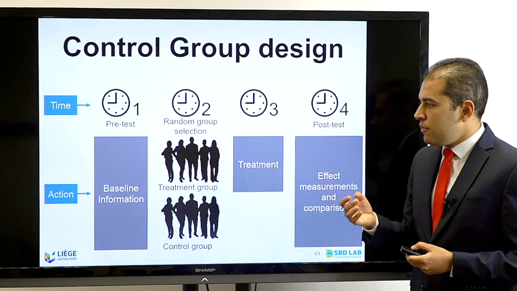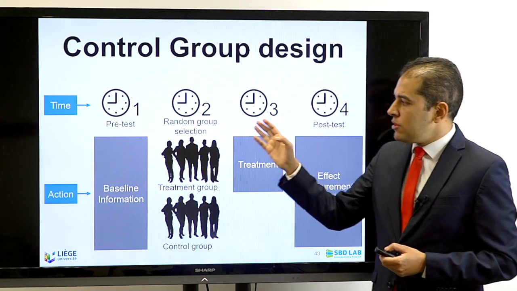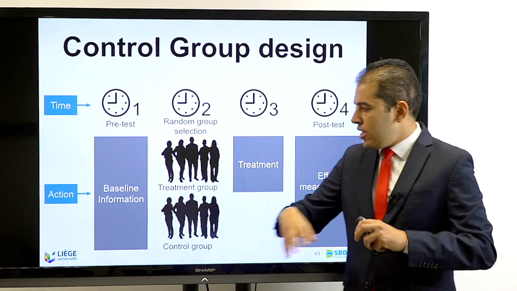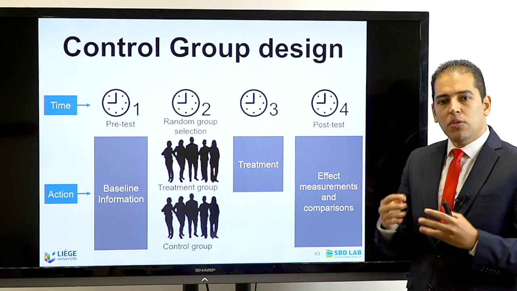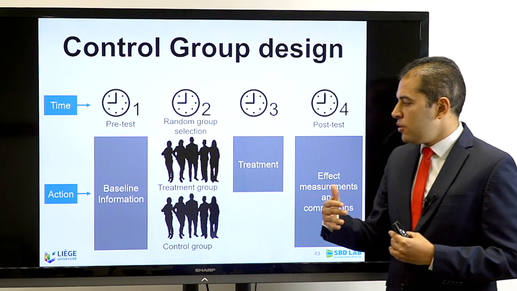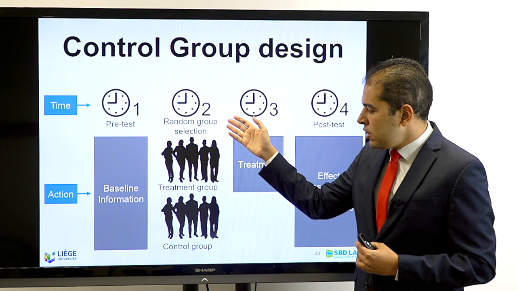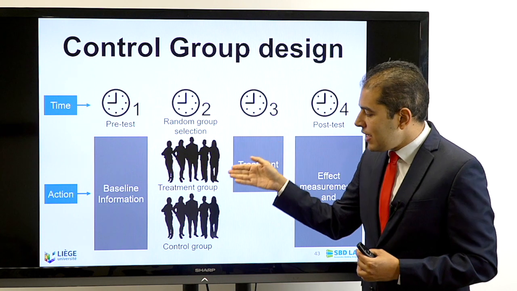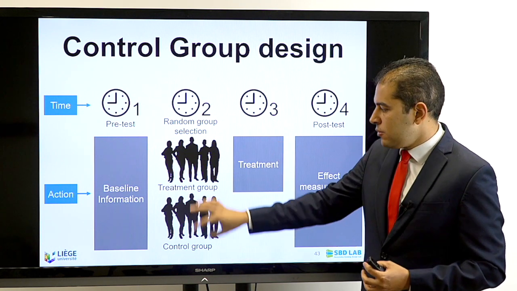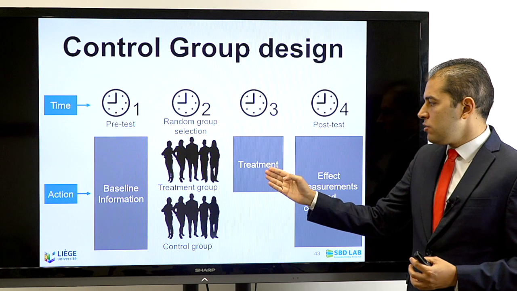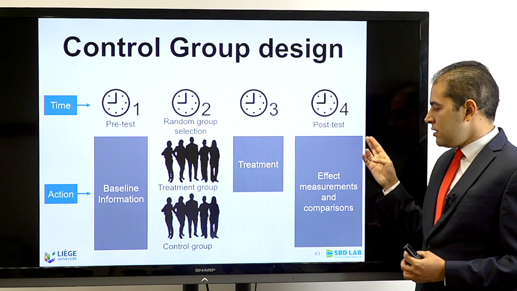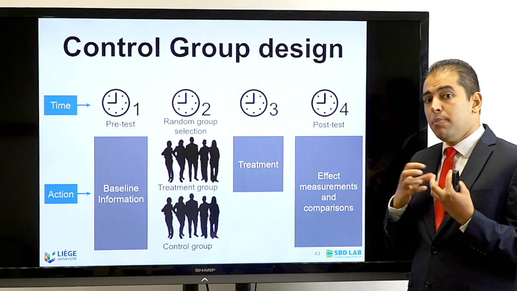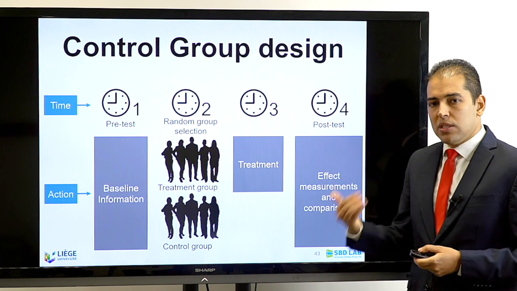But let me help you with this graph. Here you can see I have always to start with a baseline. I have a baseline information, I have a pretest to make sure that I have the same time conditions, the same physical conditions for the people. Then I have a random group selection and a treatment group. Actually, the random group selection must be done to create a treatment group and a control group. I select both groups together. I introduce the treatment, and then I do the post-test, and I can quantify the effect, the measurements, and the comparison empirically. So this is how it goes when we design an experiment.